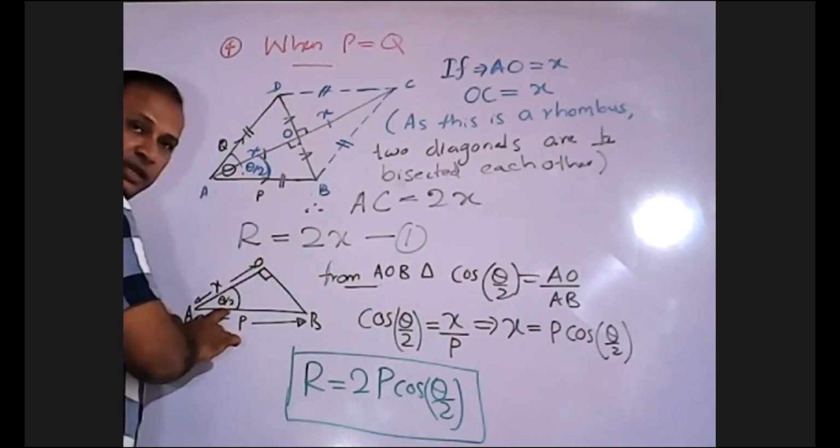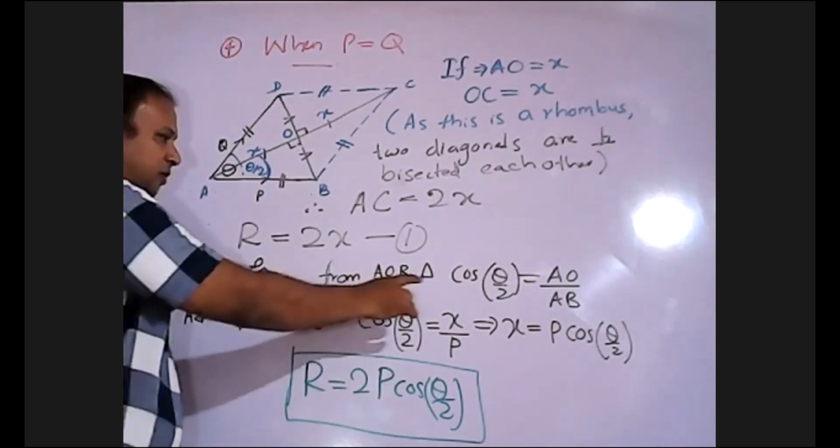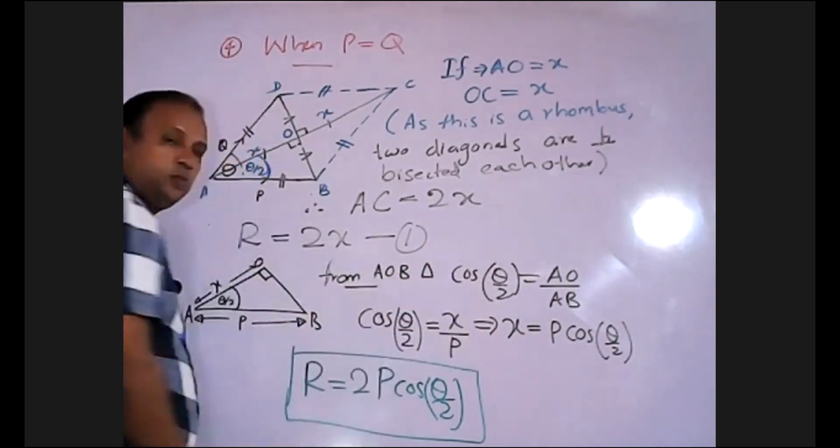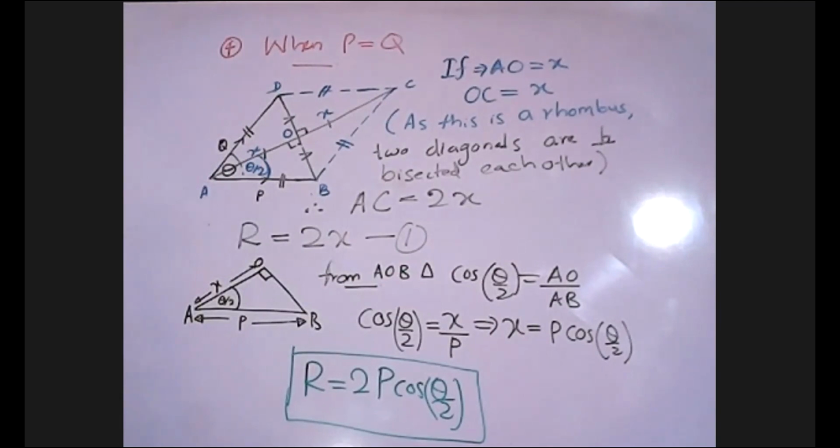This angle is theta over 2. Therefore, I have to take the cos value of theta over 2. Okay. Okay, you can write this one. You can note down.